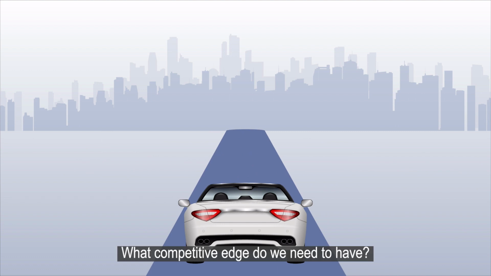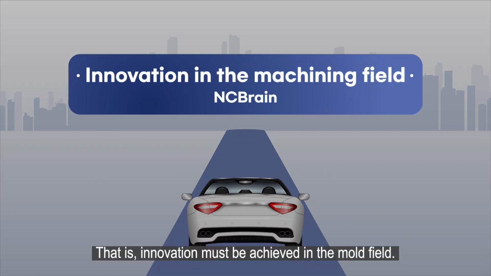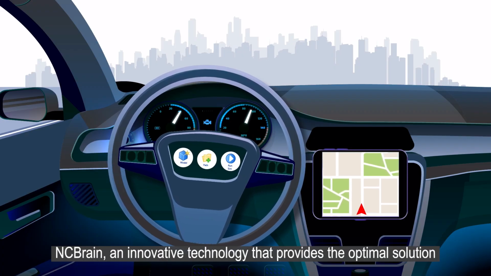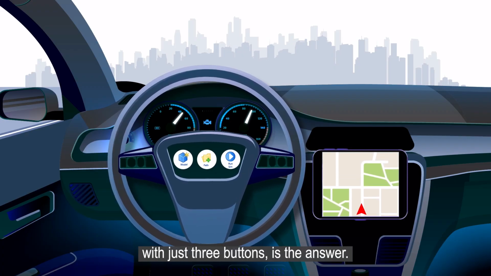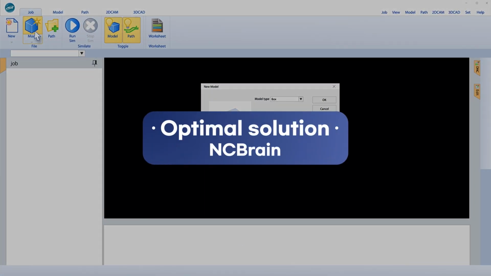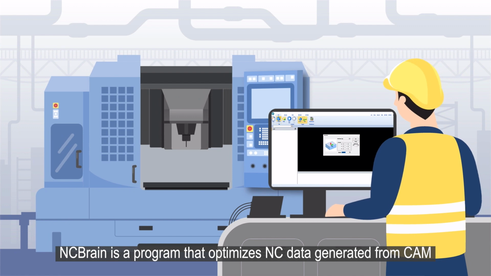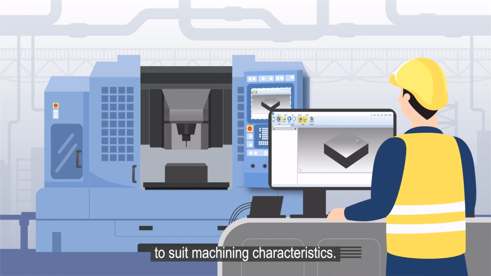What competitive edge do we need to have? That is, innovation must be achieved in the mold field. NCBrain, an innovative technology that provides the optimal solution with just 3 buttons, is the answer. NCBrain is a program that optimizes NC data generated from CAM to suit machining characteristics.